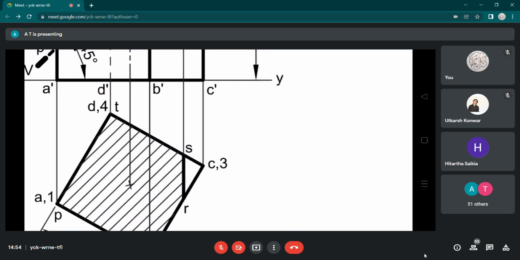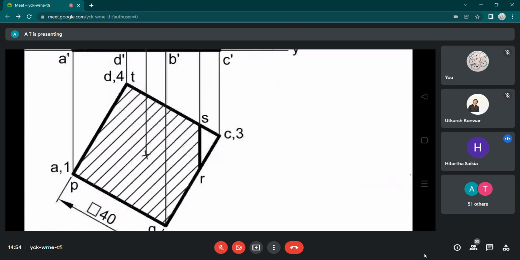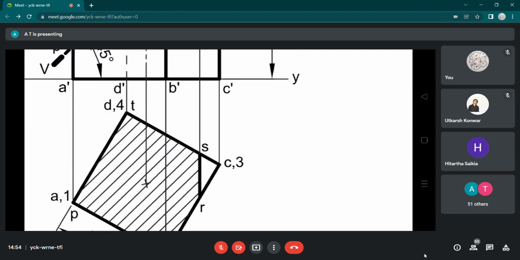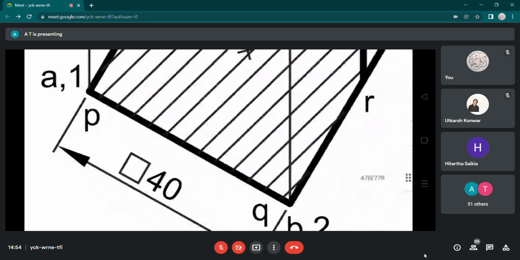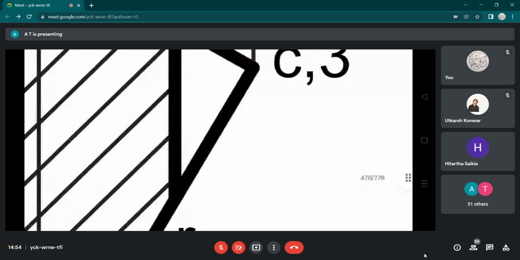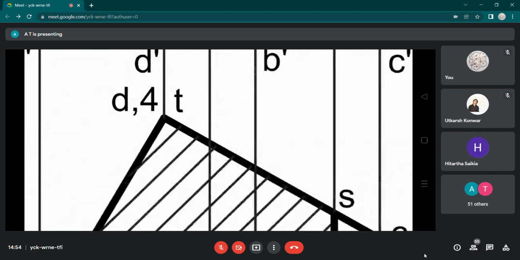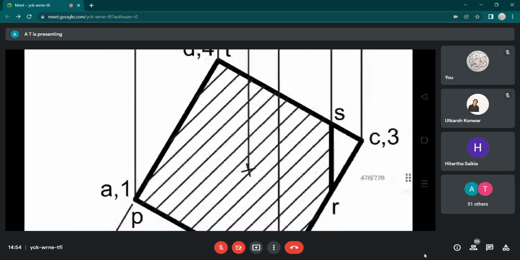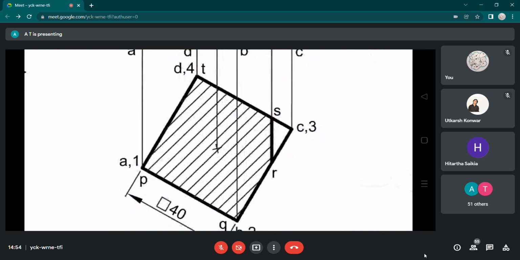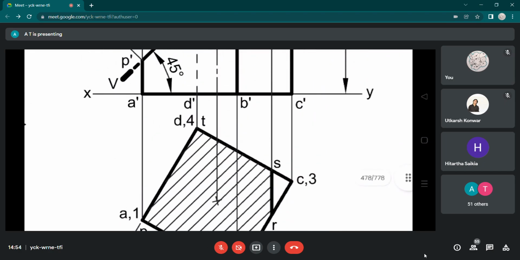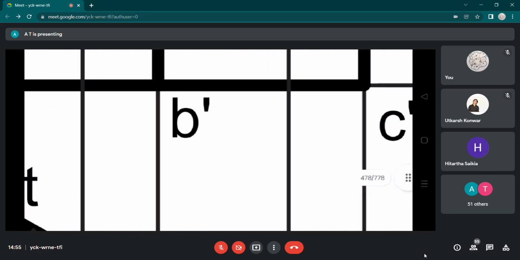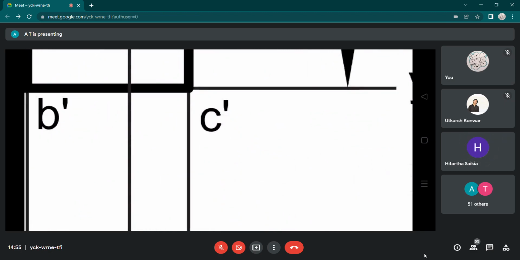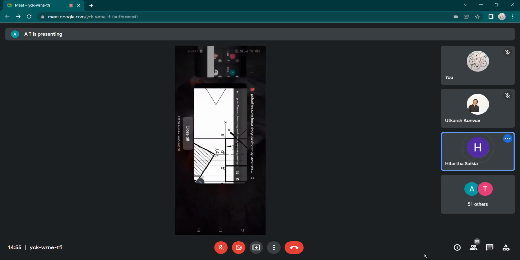After drawing this ABCD, you have to project this A, this B, this C, and this D. Project these as A dash, D dash, B dash, and this is C dash. Understood or not?